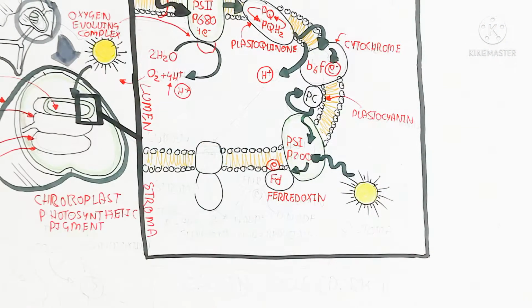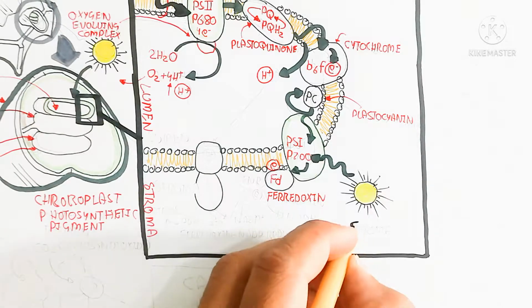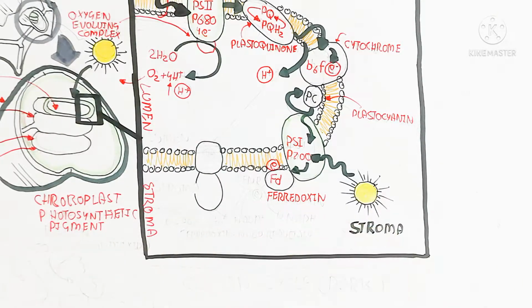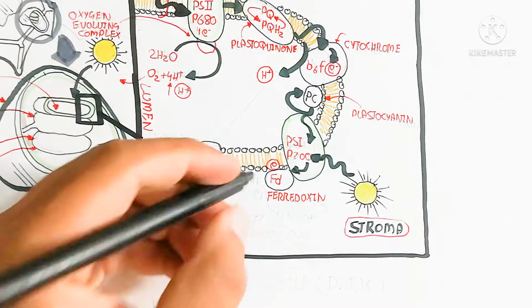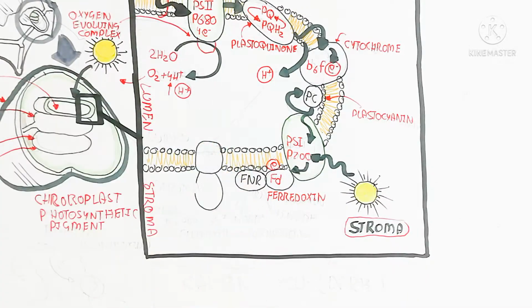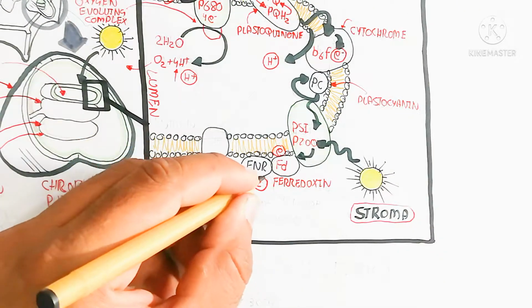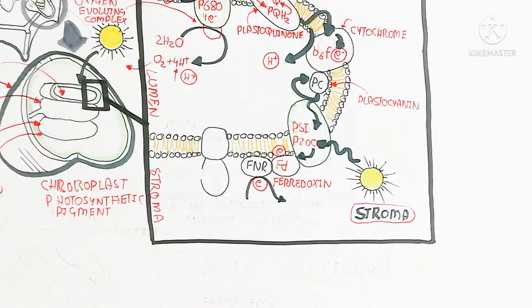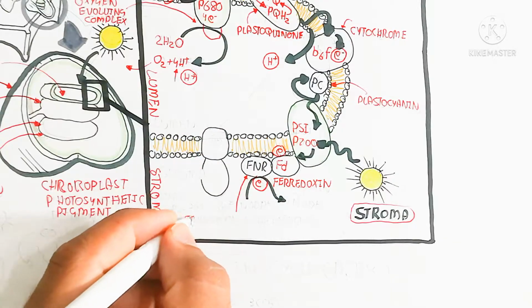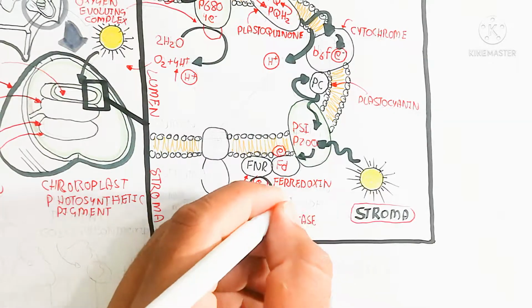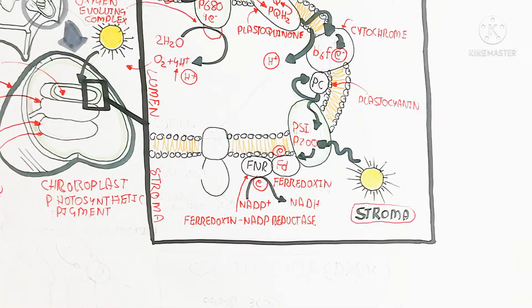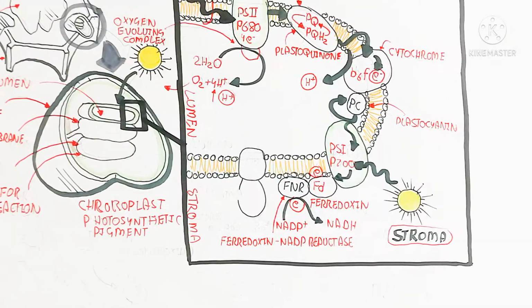In this video, we will discuss what happens after the electron transport chain: the Calvin cycle, the dark reaction, which occurs in the stroma of the chloroplast. In this way, ferredoxin is produced, and the NADP plus reductase enzyme is used to produce NADPH, while the ATP synthetase enzyme moves protons out from the lumen into the stroma.